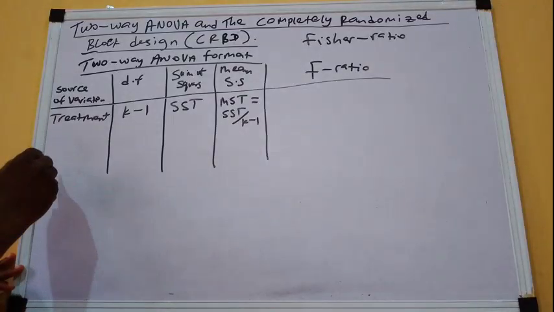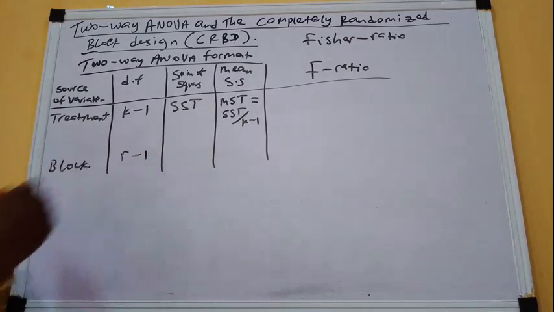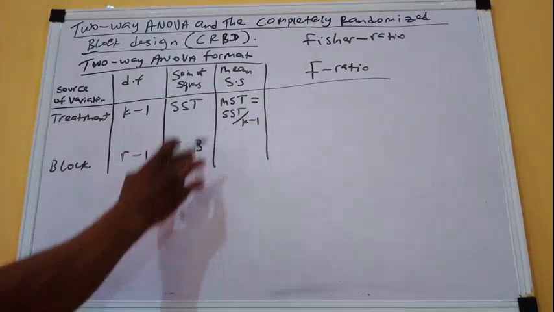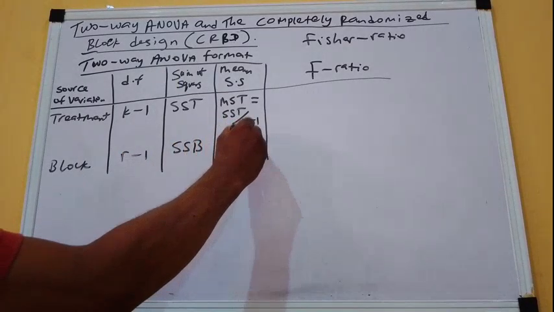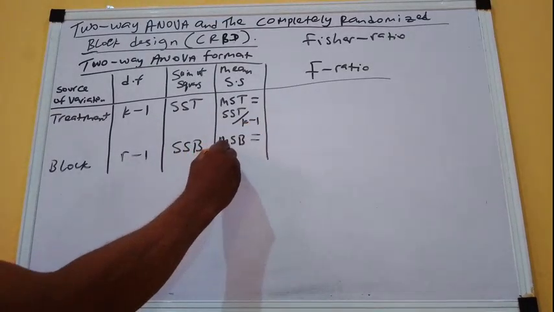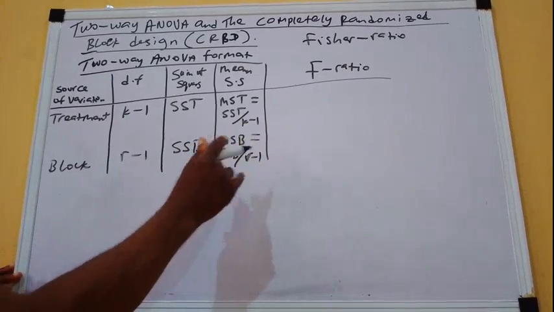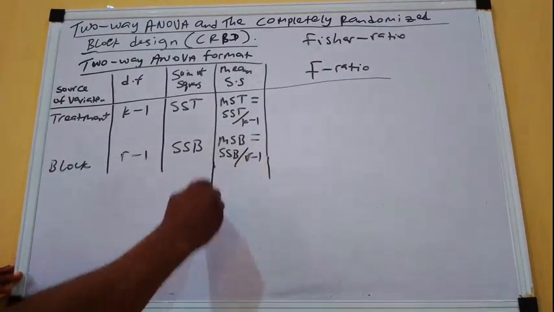Then the second source of variation is the block, and this one has R minus 1 degrees of freedom. So we have SSB, the sum of squares for the block. Then we have the mean sum of squares for the block, and that is equal to the sum of squares for the block all over R minus 1, the corresponding degrees of freedom.